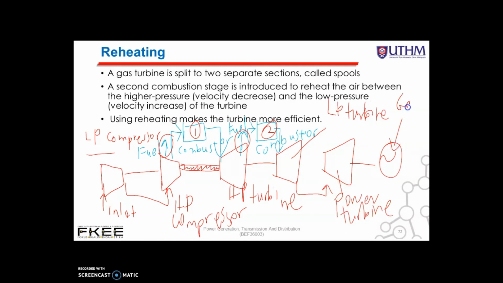And this will be the generator to produce the electricity. So this reheating process involves the gas turbine being split into two separate sections called spools. You can see that we have two separate sections, the first section here and the second section here. A second combustion stage is introduced to reheat the air between the high pressure velocity decrease and the low pressure velocity increase of the turbine. So using this reheating process makes the turbine more efficient.